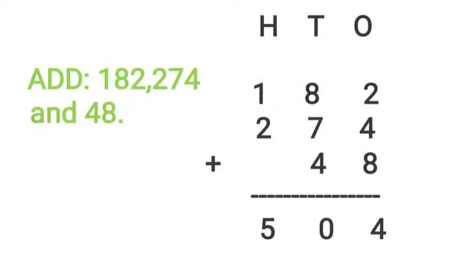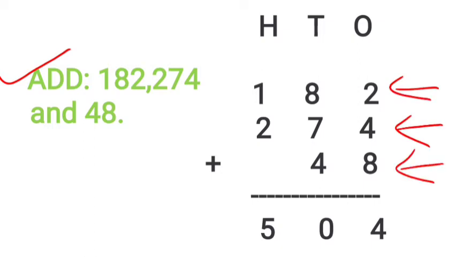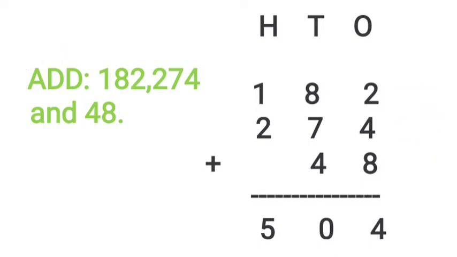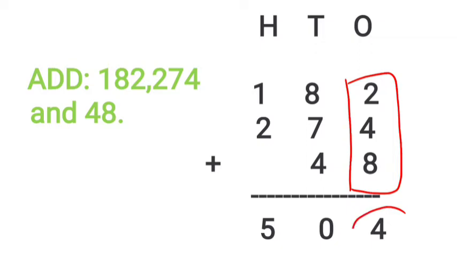Now that we have learned regrouping and addition, let's add 3 numbers. First write 182, then write 274 and 448 in column form. Now let's add the ones column. Here it is 2 plus 4 plus 8, which is 14. 4 will be written right here and 1 is carried.